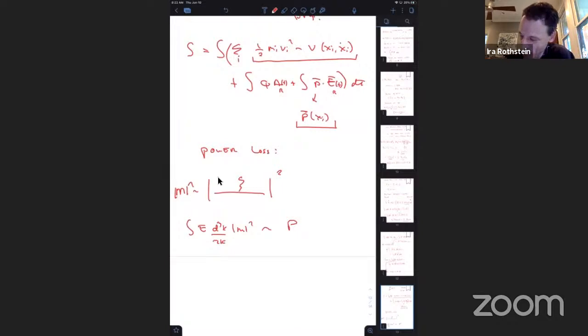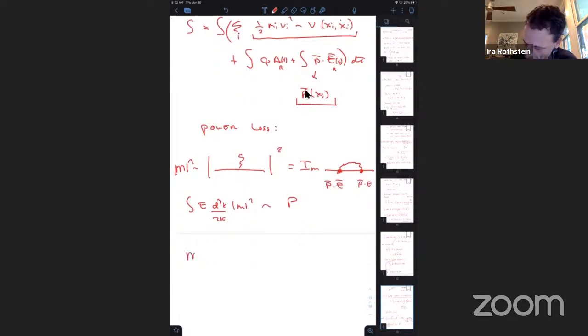Another way of saying this is this thing is proportional to the imaginary part of this Feynman diagram. And the reason I want to write it like this is because it's going to look exactly like the calculation that we did before, right? So here, these are each insertions of P dot E, right?